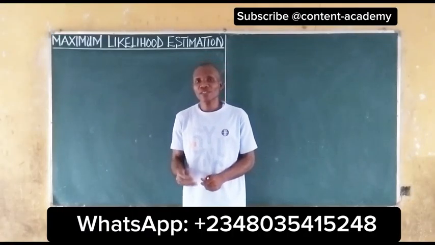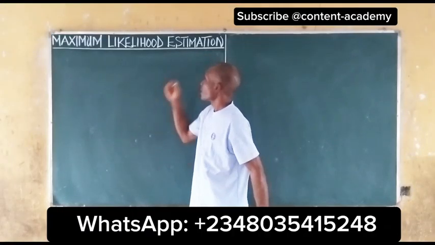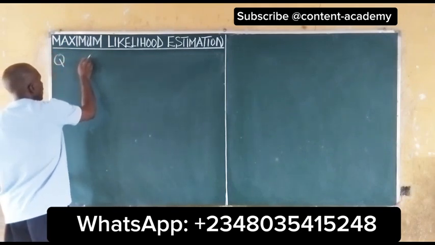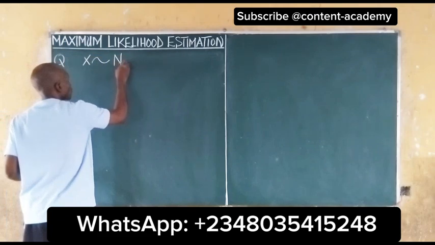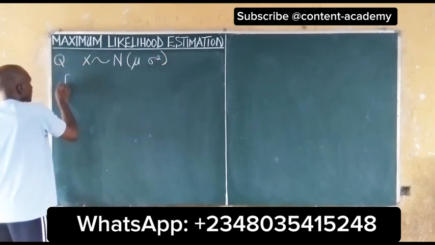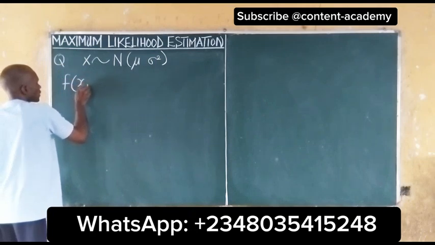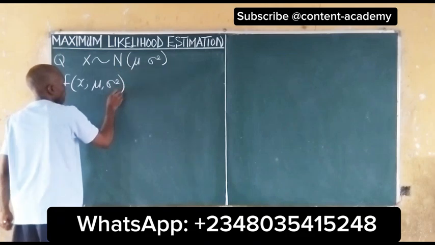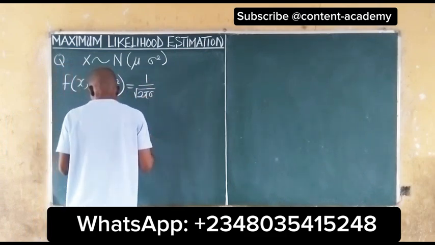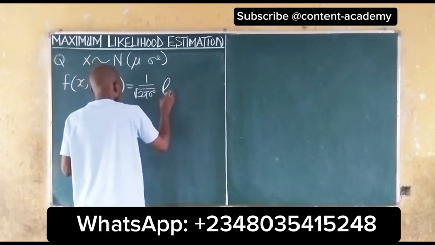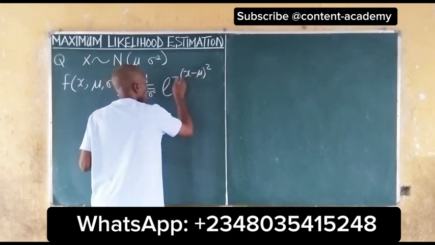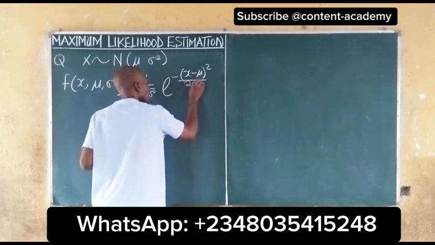In this video, we take yet another question on maximum likelihood estimation, this time the normal distribution. So if x follows a normal distribution with mean mu and variance sigma squared, and the PDF is given as 1 all over the square root of 2 pi sigma squared, exponential negative (x minus mu) squared all over 2 sigma squared.